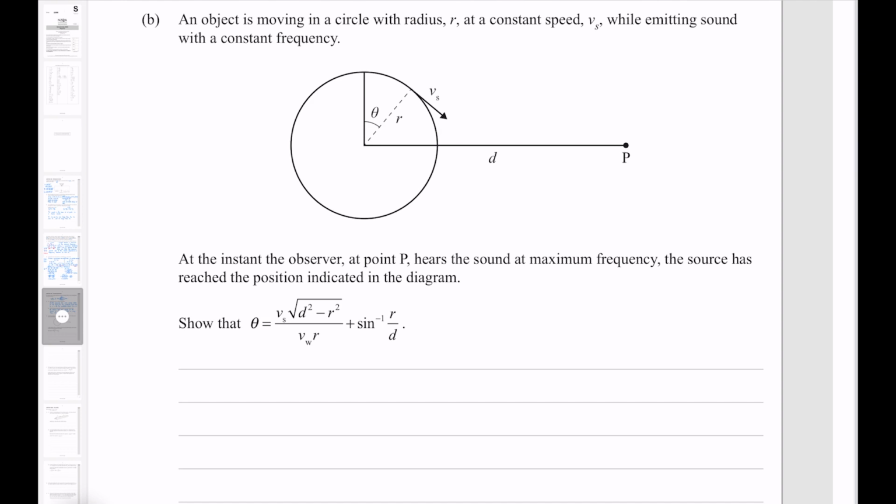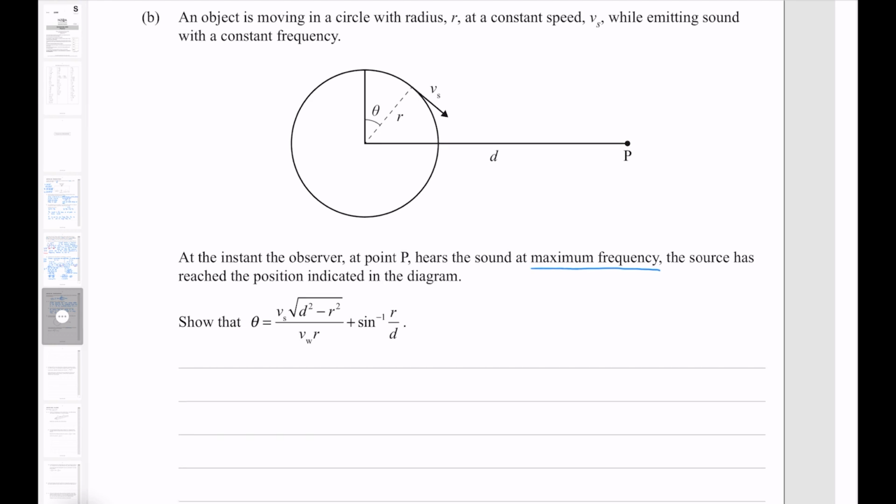An object is moving in a circle with radius r at a constant speed vs while emitting sound with a constant frequency. At the instant the observer at point P hears the sound at maximum frequency, the source has reached the position indicated in the diagram. Show that this here is true. And so this angle that we're trying to show is the angle at which the source is when its maximum frequency has reached point P.